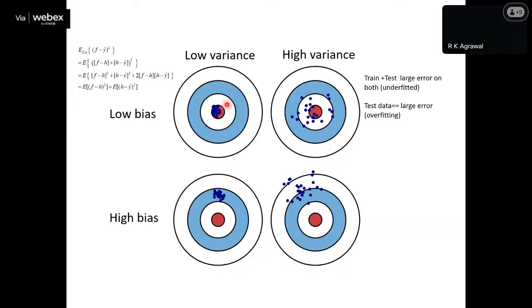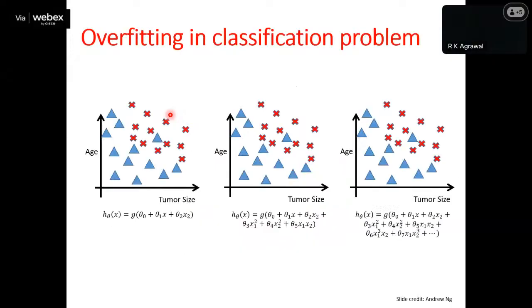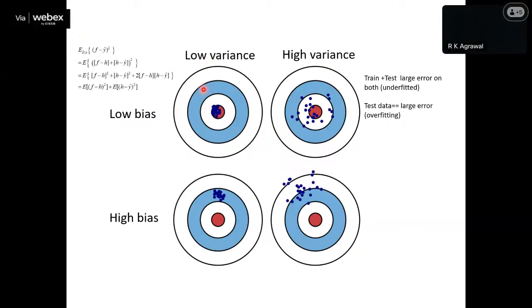But mathematically, it can be shown that bias squared plus variance is constant. So if you decrease bias, variance will increase, and if you increase bias, variance will decrease. So you have to choose a balance between the two, so that neither bias nor variance is too large. And how do we observe this? You take the data and divide it into training and test data.